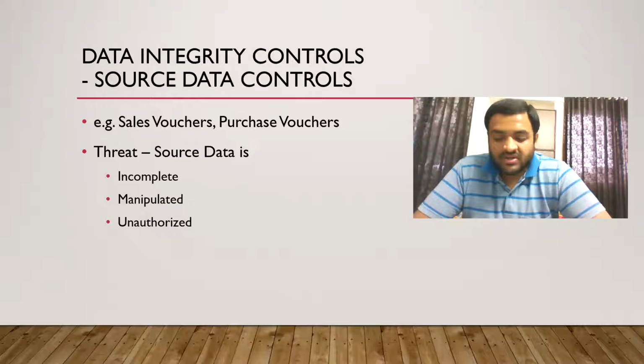What is manipulated? Here we are misappropriating the assets or embezzling them. So it will look like we have sold the assets, but actually it was taken away by the owners of the company. Then it is unauthorized. What does unauthorized mean? It means that the business transaction was conducted, but it was not authorized by the person. There is no signature on the source document. So these are the 3 threats, that the source data is incomplete or manipulated or unauthorized. So we will use source data controls to detect them and correct them within a period of time.